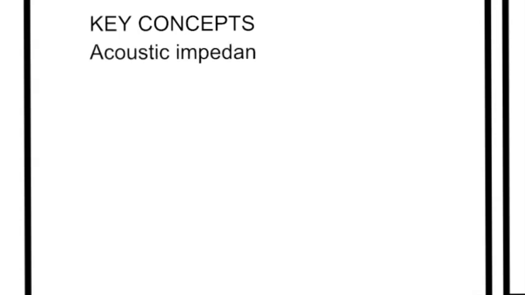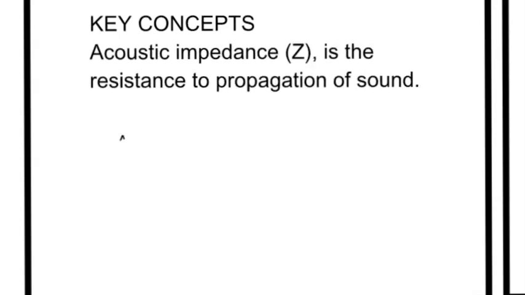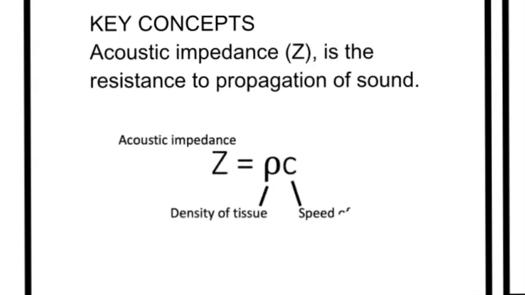Before we start, let us review what is acoustic impedance. Acoustic impedance is the resistance to propagation of sound. It is the product of the density of the tissue and speed of sound. That is Z equals rho times C. What is the point of this equation? It just tells us that because different tissues have different densities, they will have different acoustic impedances. This difference will affect how sound travels from one tissue to another.